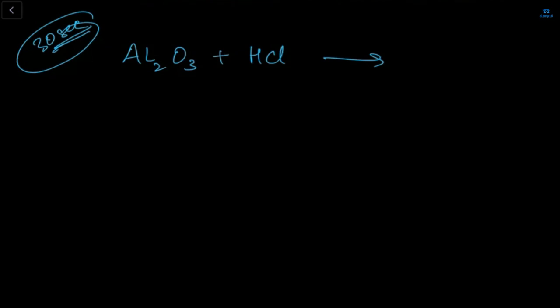Yes, ma'am, I'm done. So what is the output? 2AlCl3 plus 3H2O. And what about HCl on the left hand side? How many HCls? Okay, tell me the equation once again. Al2O3 plus 6HCl is equal to 2AlCl3 plus 3H2O. So there will be 6 HCl, right? Okay, fine.